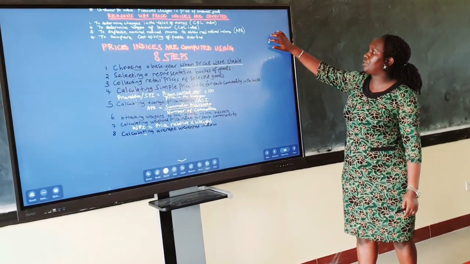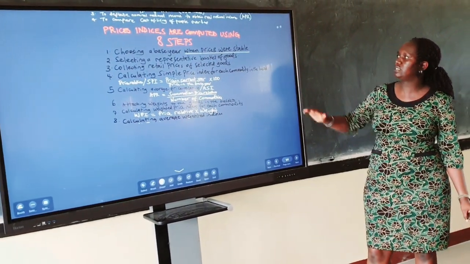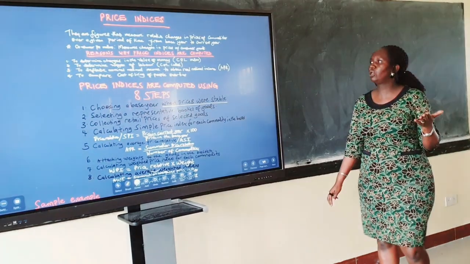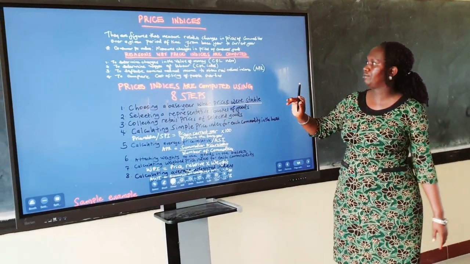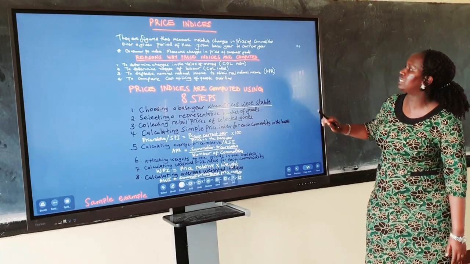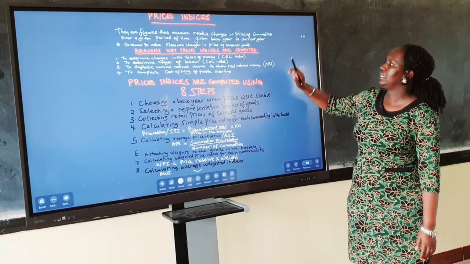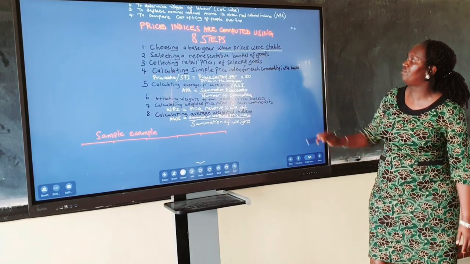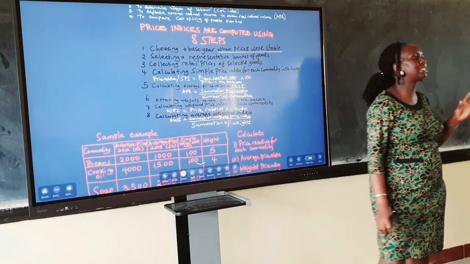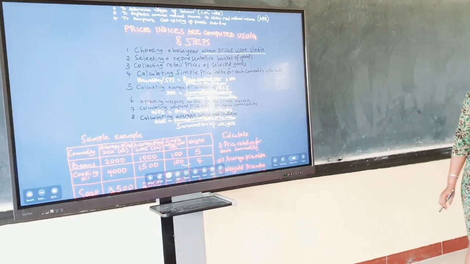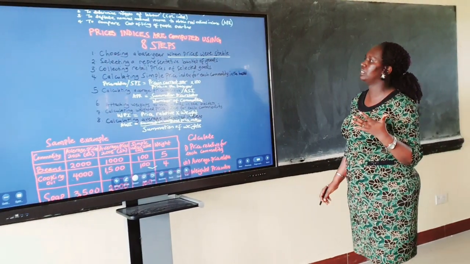Now, when we are computing price indices, there are various steps that we follow. So it is in a logical order. Step number one, we choose a base year where prices were relatively stable. Step number two, we select a basket of goods. It is called a representative basket of goods, and we think that everybody in society consumes those goods.